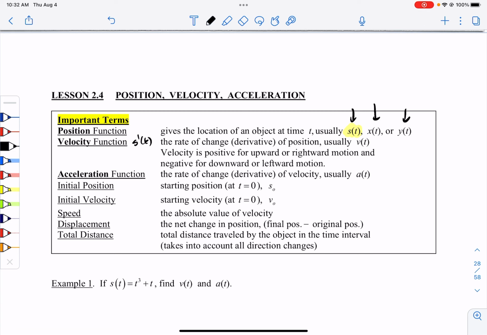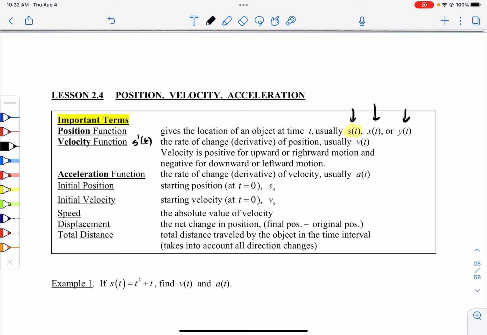If velocity is positive, that means the object is moving up or to the right, okay? If the velocity is negative, the object is moving down or to the left. And I realize in the real world, there's more than left and right, but for the problems that we're doing, this should suffice, all right?